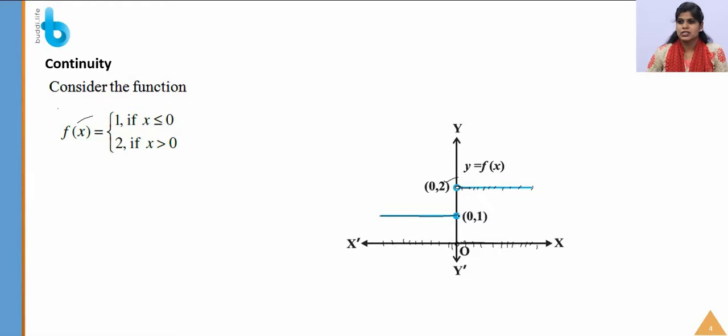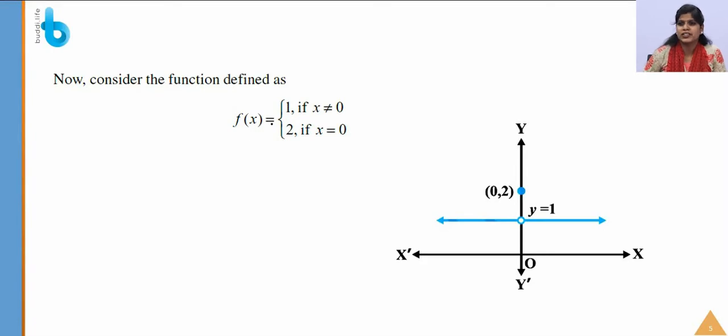If 0 were included in both parts, then we could say it is continuous. But here we cannot draw this graph without lifting our hand, so it is not a continuous function. Now consider another function: f of x is 1 if x is not equal to 0, and 2 if x is equal to 0. The graph for this function will be like this: when x equals 0, y is 2.